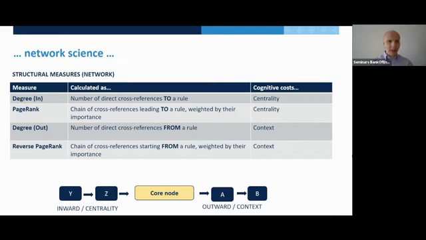We also use degree out, the number of direct cross-references from a rule, coming out of the rule. And we also had a reverse PageRank, which is a chain of cross-references starting from a rule. The last two measures tell you about the context of a particular rule.